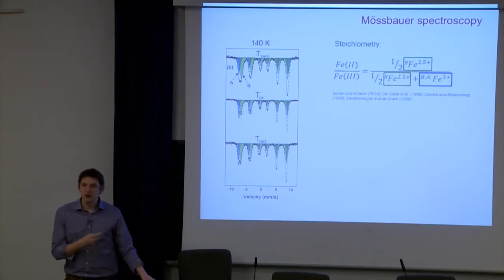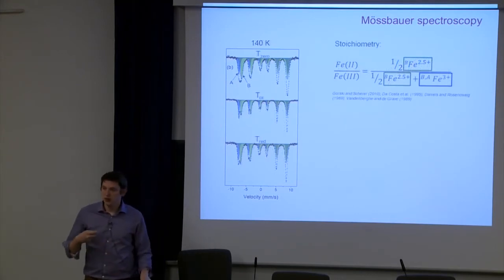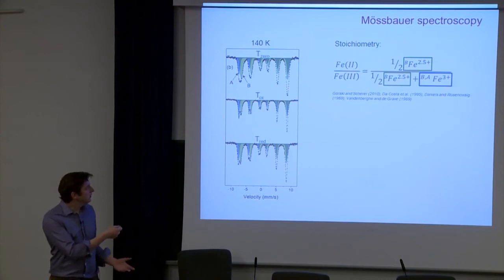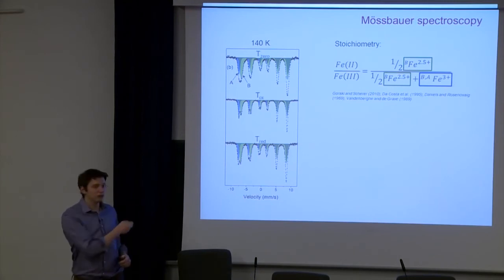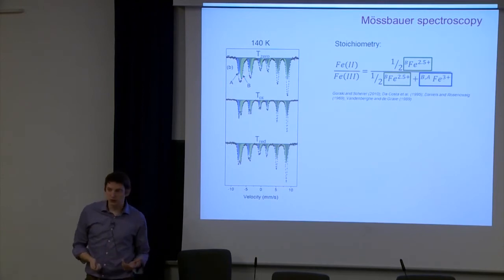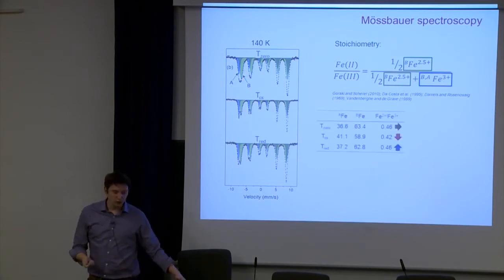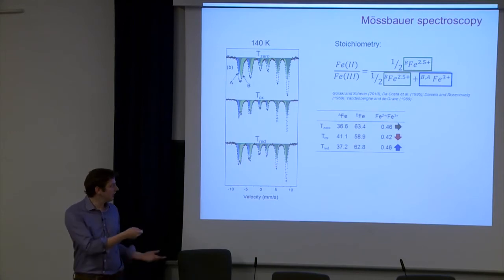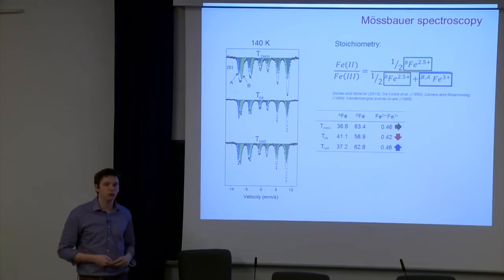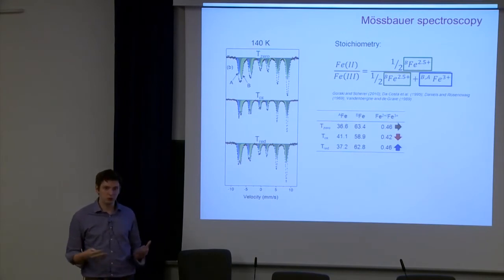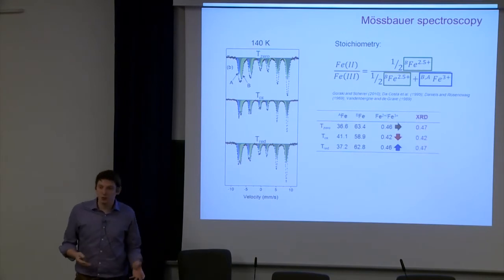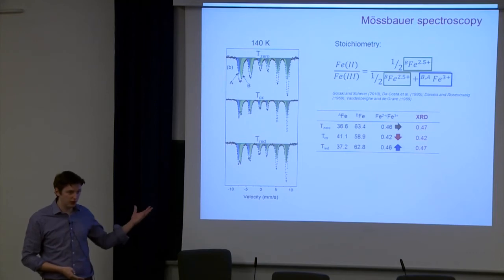But luckily for us, we can take the 140 Kelvin data and apply an equation, and we look at the relative area underneath the curves of the different sextets, and we can determine the stoichiometry. So if we look at the stoichiometry, we see this value: the starting material is around 0.46, dropping to 0.42, and then going back up again to 0.46 when we've reduced it. So this is quite similar, in fact, to the X-ray diffraction that we calculated.